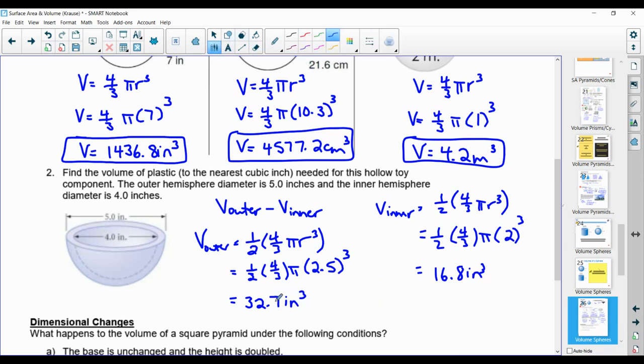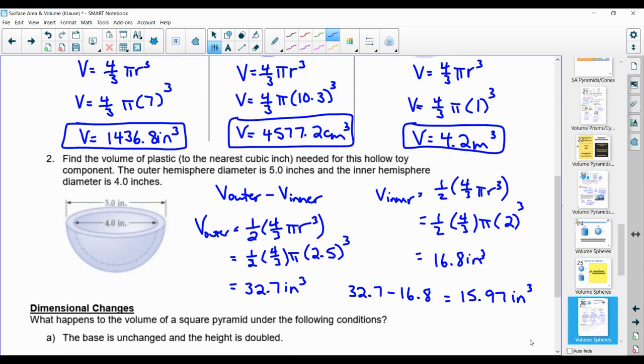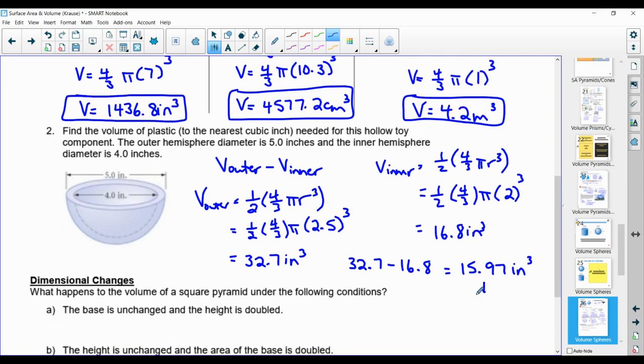All right, now that I have my outer and my inner measurements, I can subtract. So I'm going to go 32.7 minus 16.8. Notice again, I'm writing these rounded values on paper, but on my calculator, I'm keeping my answer exact. And that gives me 15.97 inches cubed. If I'm asked to round to the nearest tenth, that's going to give me 16.0 inches cubed.